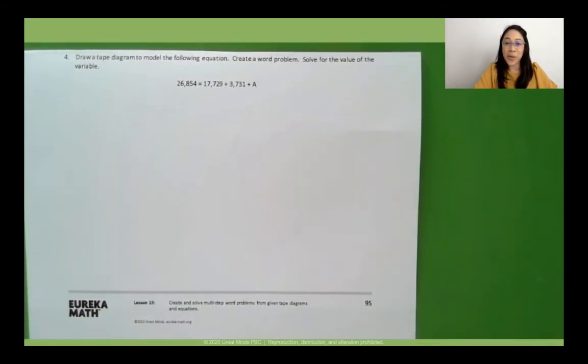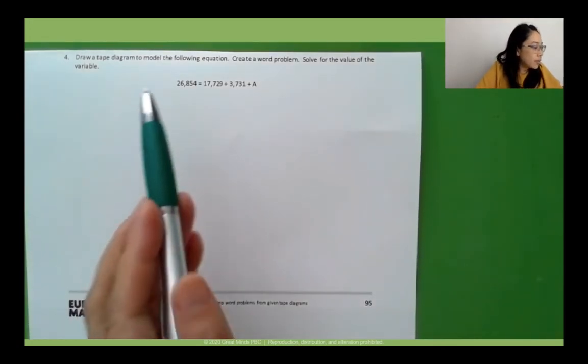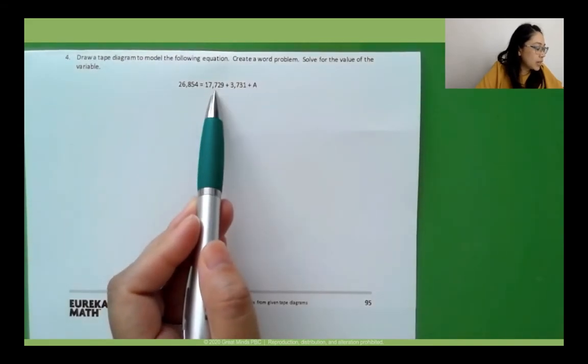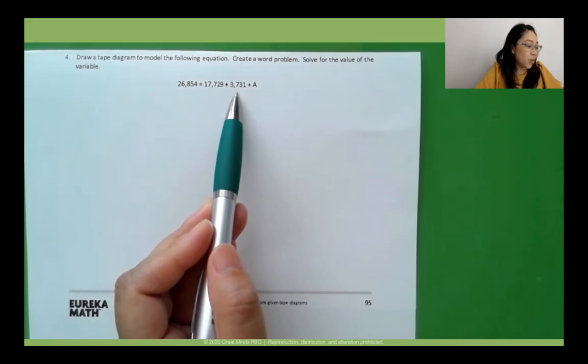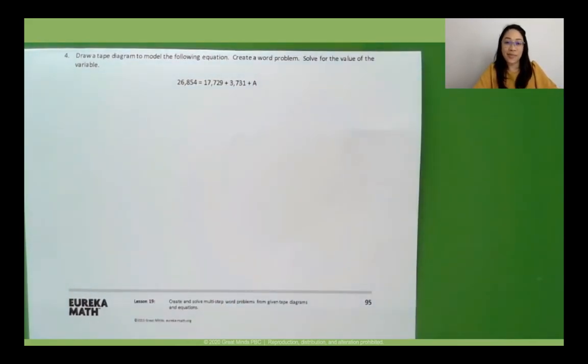For our fourth and final problem, you'll see that there is no tape diagram. Instead, we have this equation. 26,854 equals 17,729 plus 3,731 plus A. Here's what I'd like you to do. You're first going to draw a tape diagram that represents this equation. You're then going to create a word problem to go alongside that tape diagram.